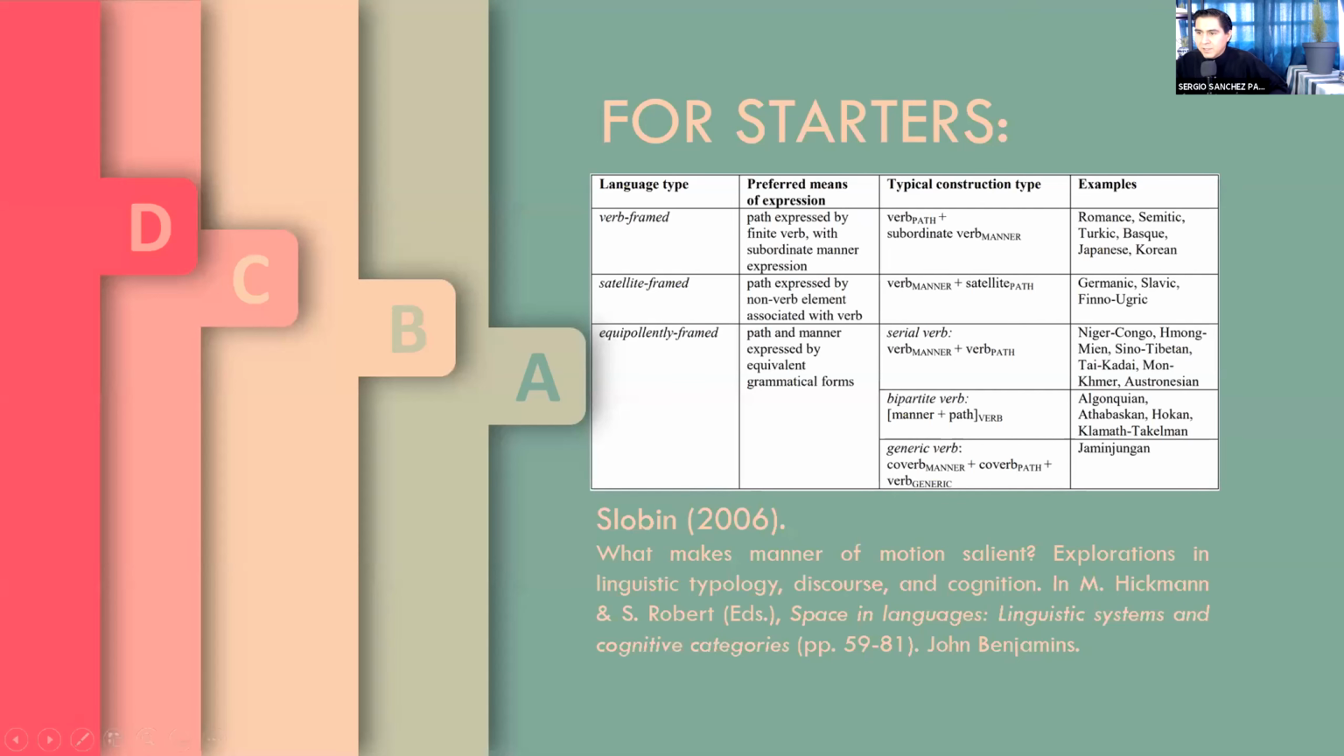For starters, in case there's anyone here who doesn't know the problem very well, we know that there are different types of languages. Some of them are verb framed, such as Spanish, which is a Romance language in which the path is lexicalized in the verb and the manner is expressed via a subordinated verb. Whereas English, as a Germanic language, is a satellite framed language in which the verb expresses the manner and the path is expressed via a satellite.